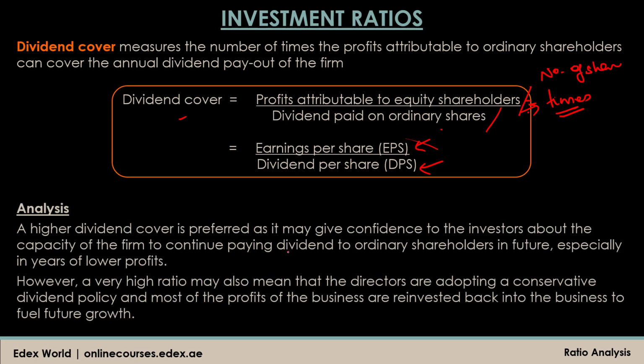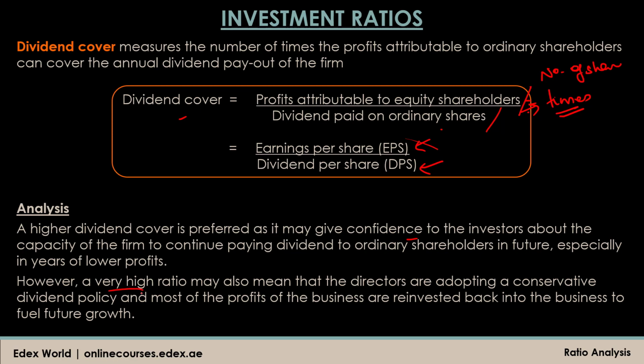A high dividend cover is preferred as it may give confidence to the shareholders that the dividend payments that are being made currently can also be made by the firm in future, even if there is a bad year, or maybe the entire industry is suffering from some event, or maybe a recession in the economy. In all such events also, the company can continue making its dividend payments.